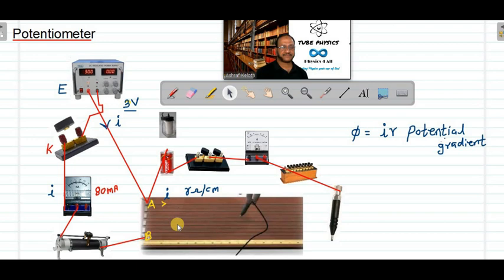Now suppose the EMF of this dry cell is 1.5 volt in the secondary circuit, and suppose I am getting zero deflection at this point. This will be accurately at how much length of the wire? 500 centimeters.